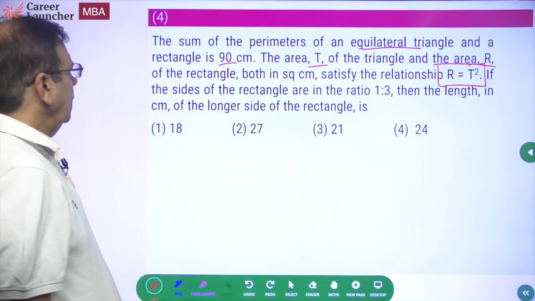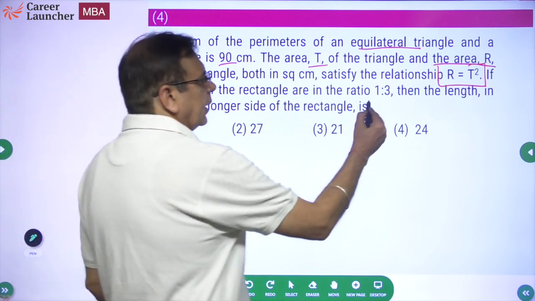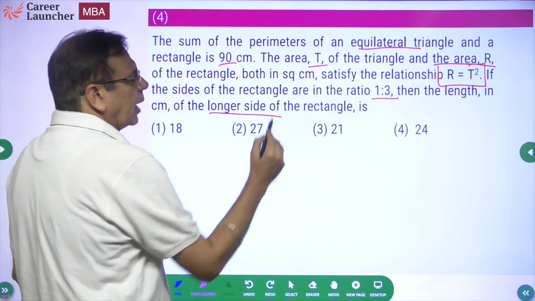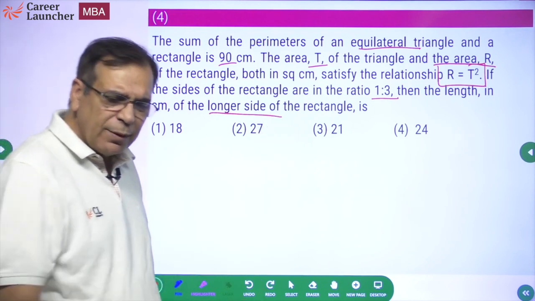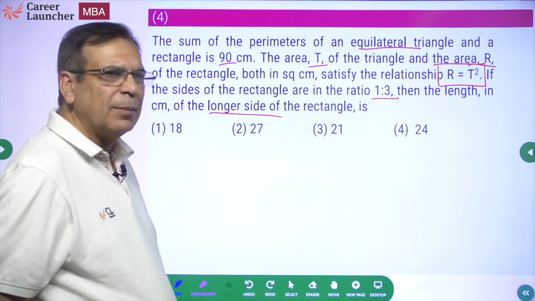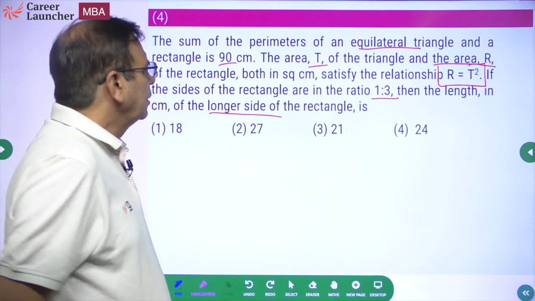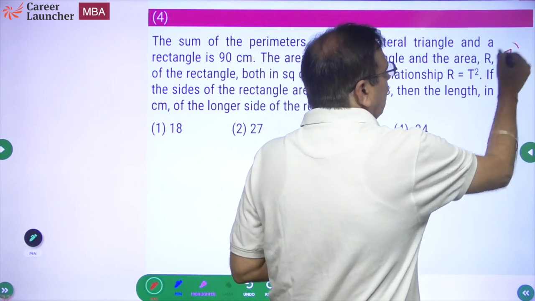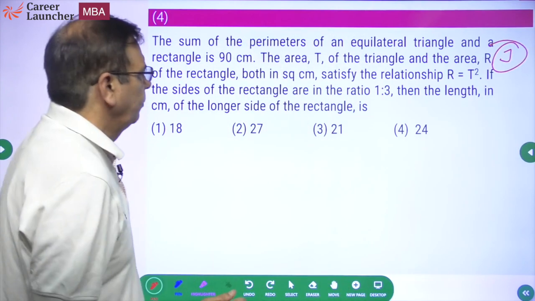Okay. If the sides of the rectangle are in the ratio of 1 is to 3, then the length in centimeter of the longer side of the rectangle. If we do it mathematically, it is going to take time. We will use choices out here. This is my classic jugaad kind of a question where the choices will be the things which will help us get to the answer. Okay.